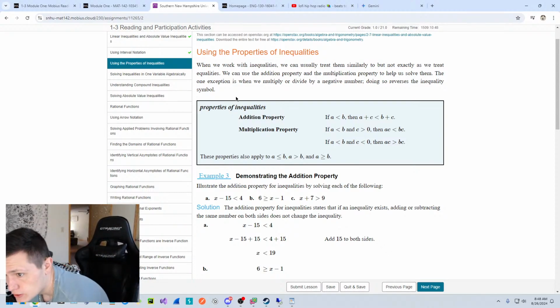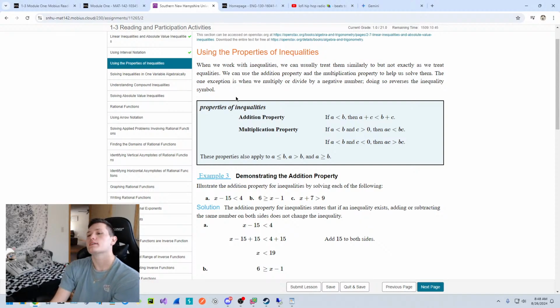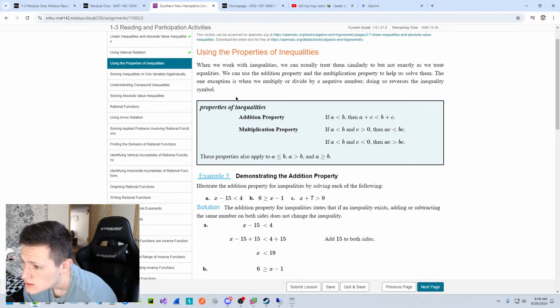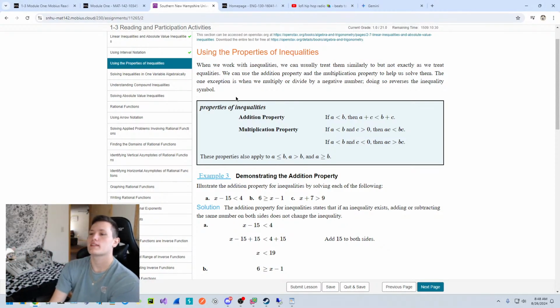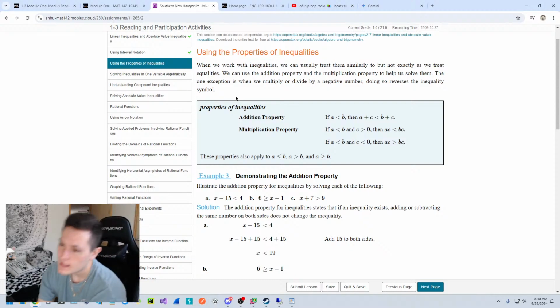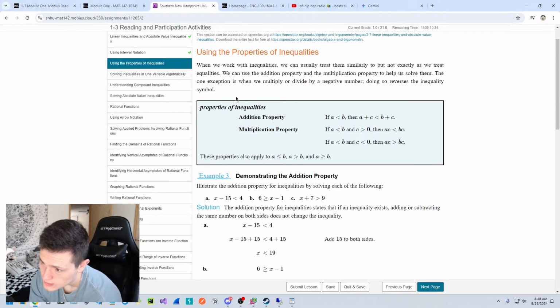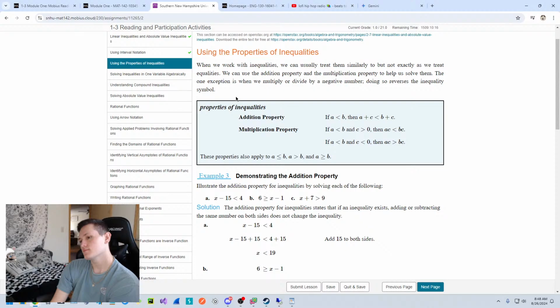Properties of inequalities, addition properties. So if A is less than B, then A plus C is less than B plus C. Okay, so that stays like that because we're not flipping anything. If A is less than B and C is greater than 0, then AC is less than BC. So I see what we're doing. We're just flipping. But hold on, when are you flipping?